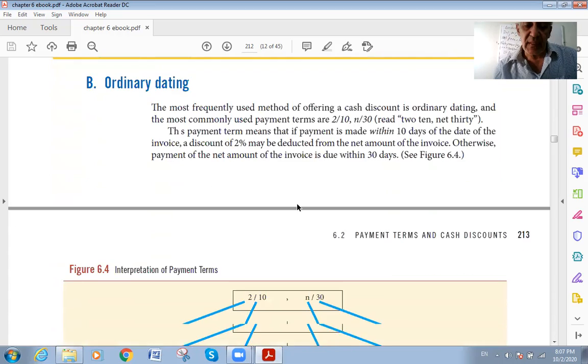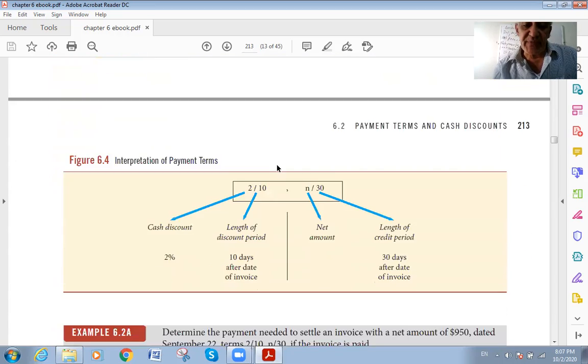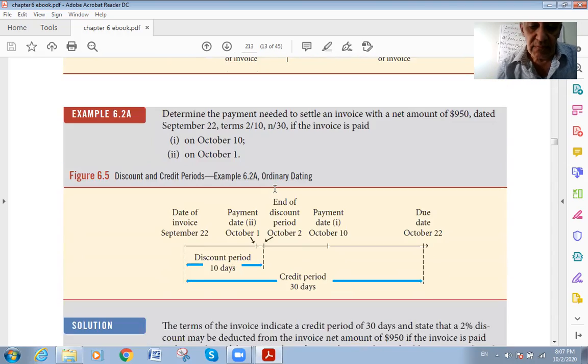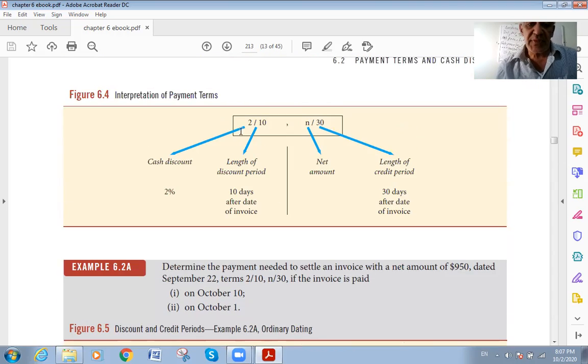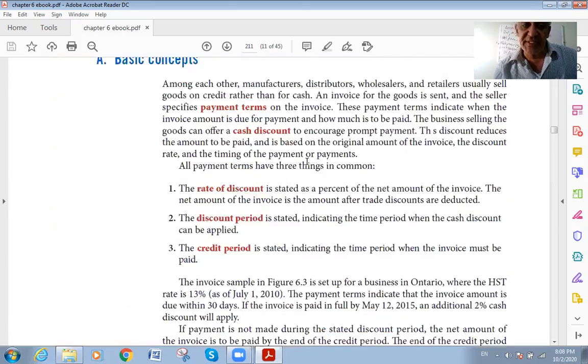Okay. What about the overdue interest for months? Here we show, I will show you now. This is 2/10. That's what we're talking about. That means you will take a cash discount of 2% if you pay within 10 days. This is the net amount, 30 length of credit period after date of invoice. So from the date of the invoice, you will pay within 30 days.